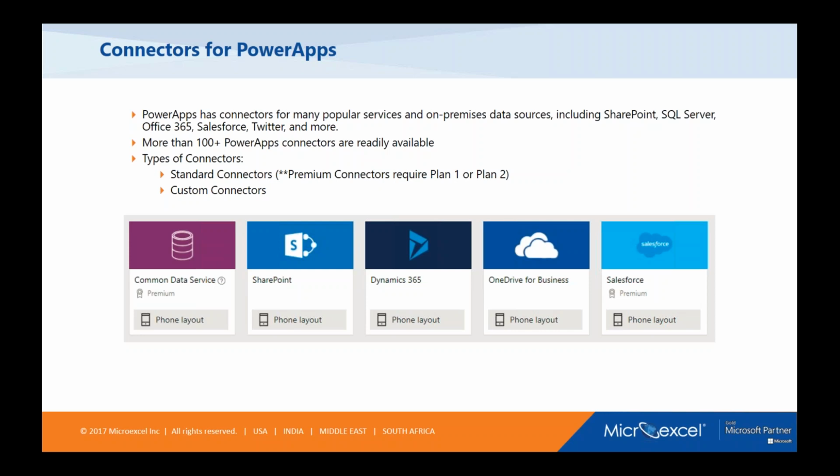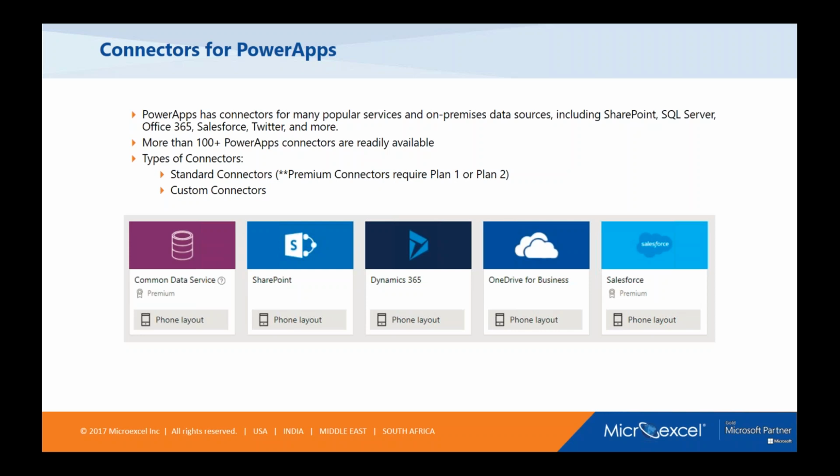There are a couple of important things to note. There are types of connectors. There are standard connectors. There are premium connectors. Standard connectors are included within your license that comes with your Office 365 E3 or E5, whereas premium connectors would require either a Plan 1 or Plan 2. When you click a connector, it's going to show some information about the connector, and it will also tell you what kind of a plan you would require.